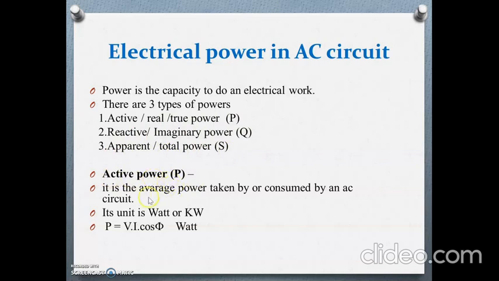Active power. It is the average power taken by or consumed by an AC circuit. Its unit is watt or kilowatt. 1 kilowatt is equal to 1000 watt. This P can be expressed in the form of the equation VI cos phi, where V is the RMS value of voltage, I is the RMS value of current, and cos phi is the power factor, and the unit is watt. This is the active power. This is also called real power or true power or useful power, which is actually consumed in the circuit.